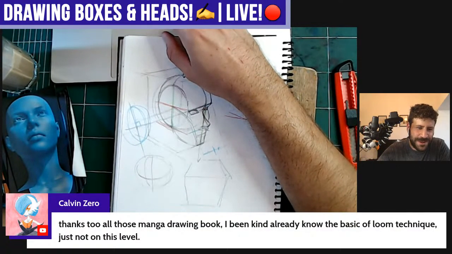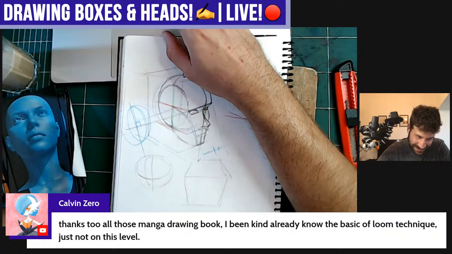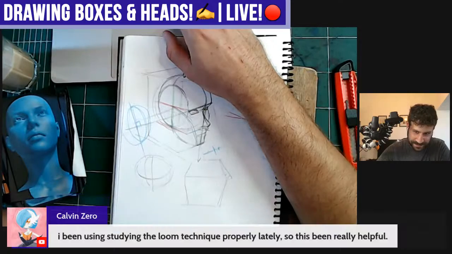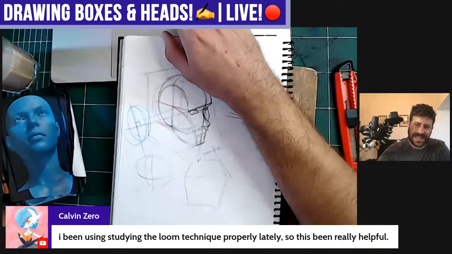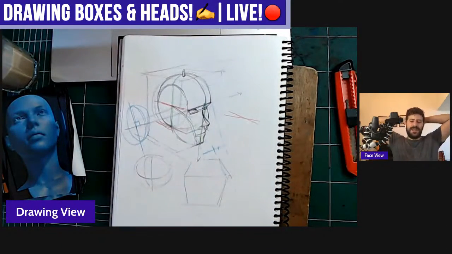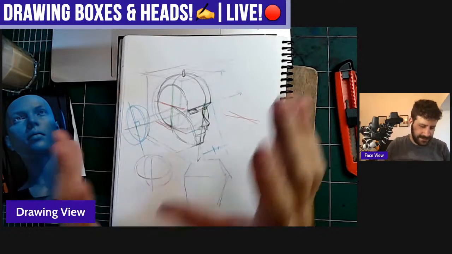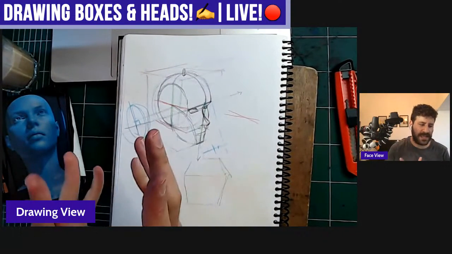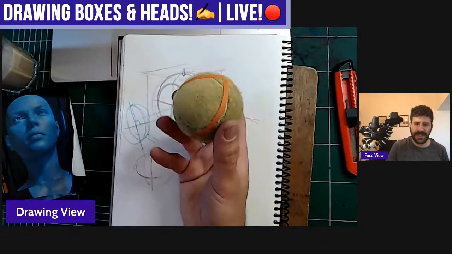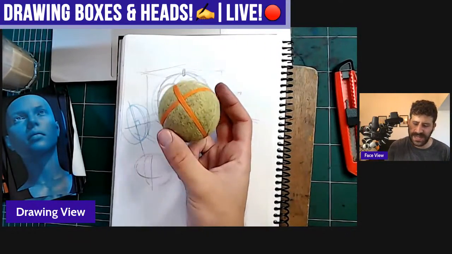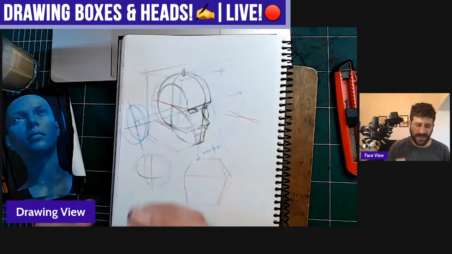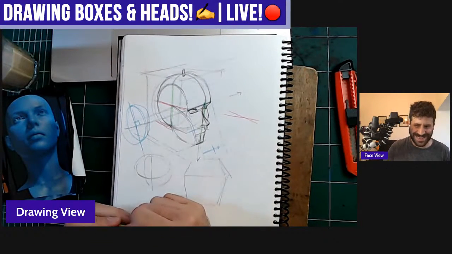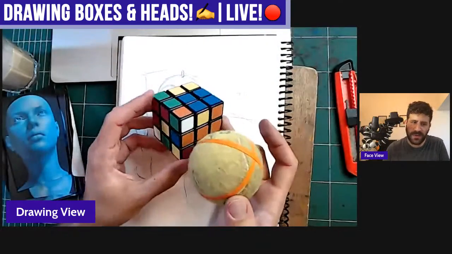Kelvin says that thanks to all those manga drawing books, he already knows the basics of the Loomis technique, just not on this level. Yeah, so I hope that gives you a nudge. And like everyone, if you've never done this before, it's going to be extremely complicated. Don't worry, it's okay. The one thing I want you to take away from this is to be mindful of seeing things as three-dimensional objects. Understand they exist in space. We have a tendency to flatten everything out, so fight that tendency.